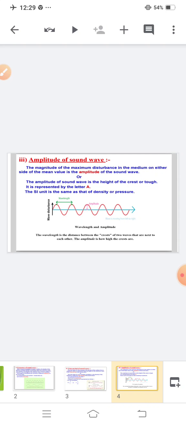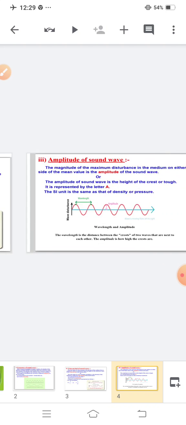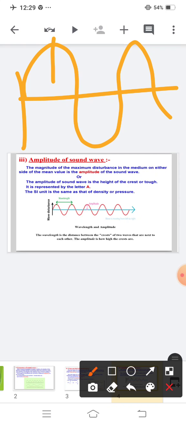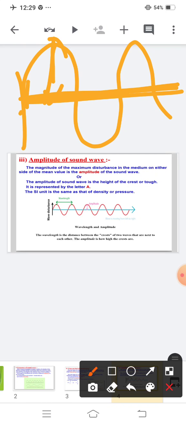Basically, the distance from the undisturbed position to the disturbed position is known as your amplitude. The amplitude of a sound wave is the height of the crest and trough. See, this is your graphical representation, so this is your amplitude. This is your undisturbed position. When the wave passes, the particle gets disturbed, so it will form a wave. So the distance from the minimum to the maximum, this is known as your amplitude. Is this clear?